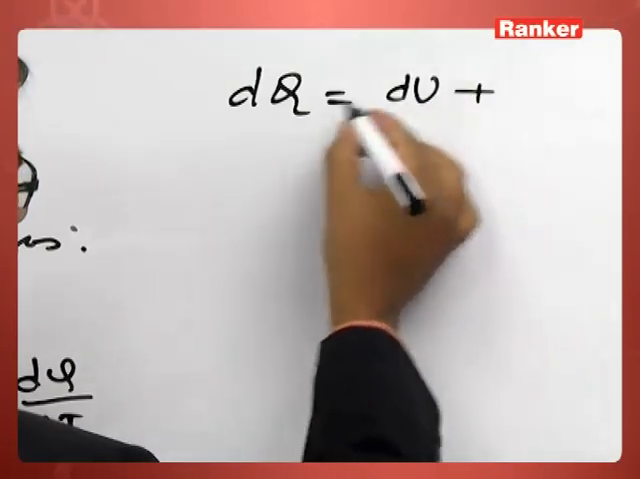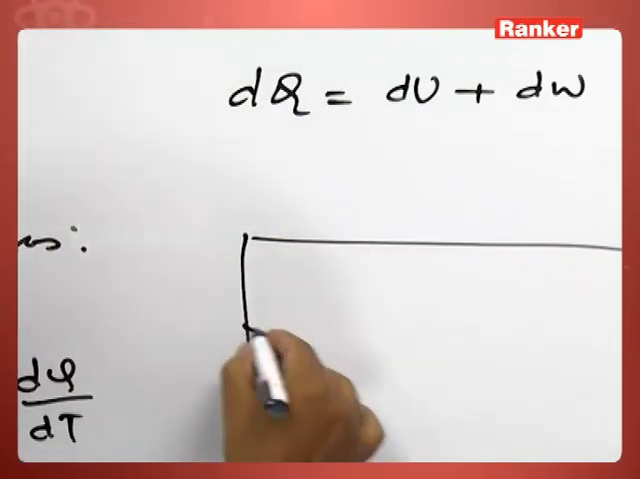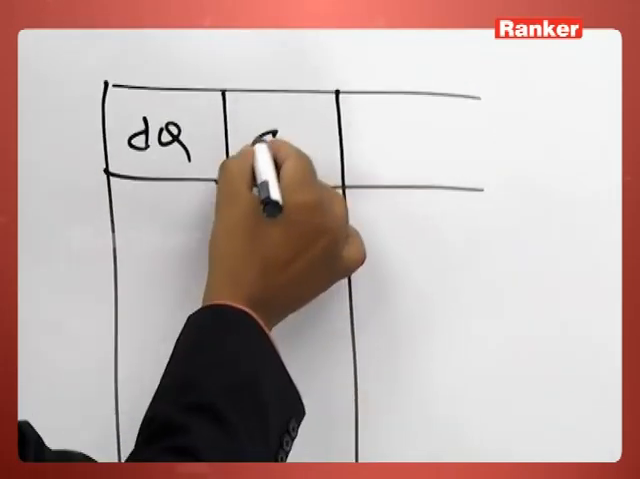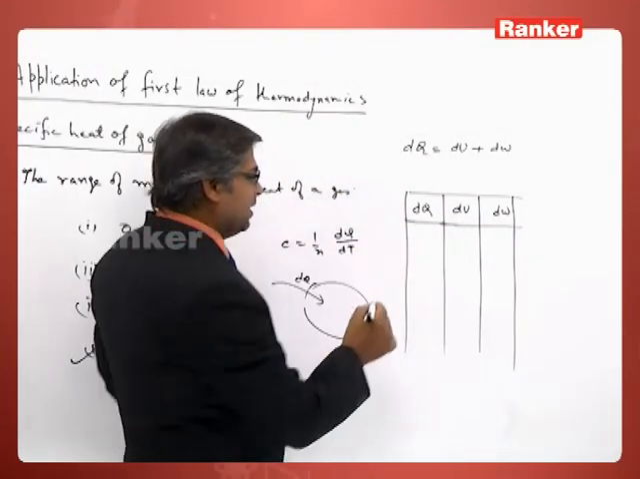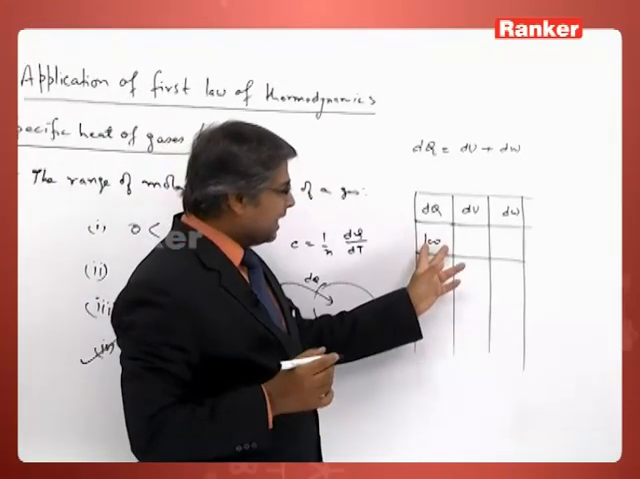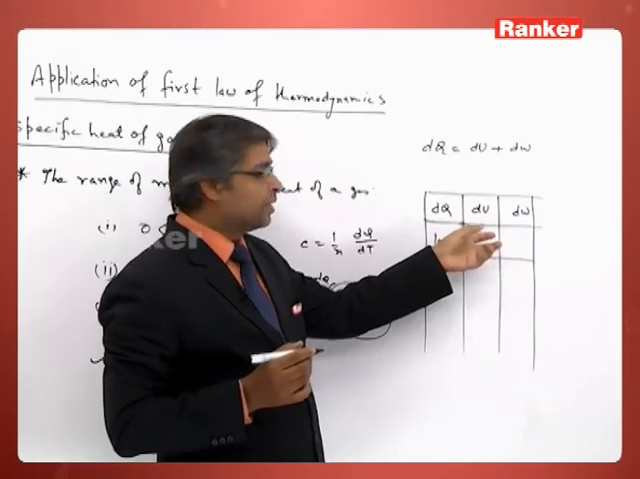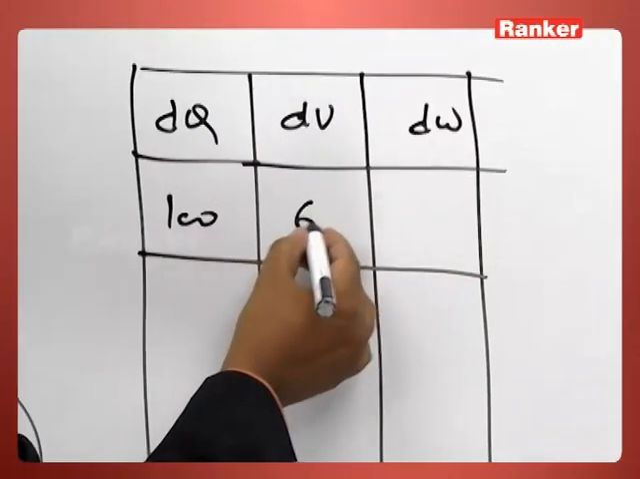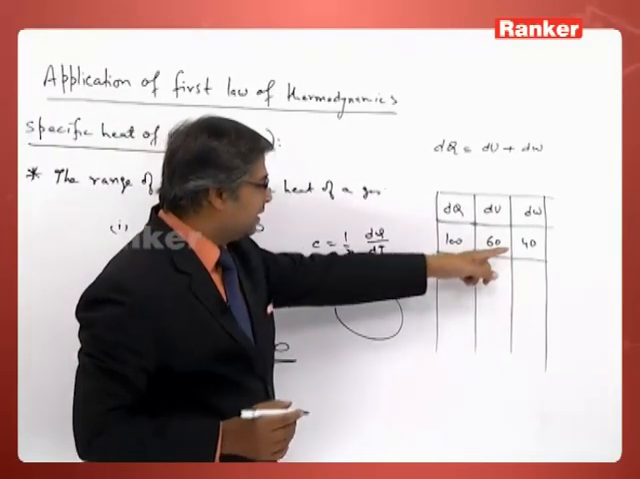Delta Q is equal to delta U plus delta W. Now suppose I have delta Q, this is delta U here and delta W. So now if I give 100 joule of heat inside, then depending on how much it is using in delta U and how much it is using in delta W, we will get different values of specific heat. So one possibility is 60 and 40.